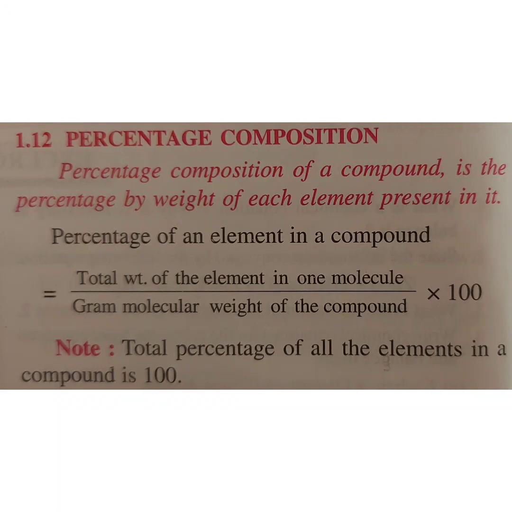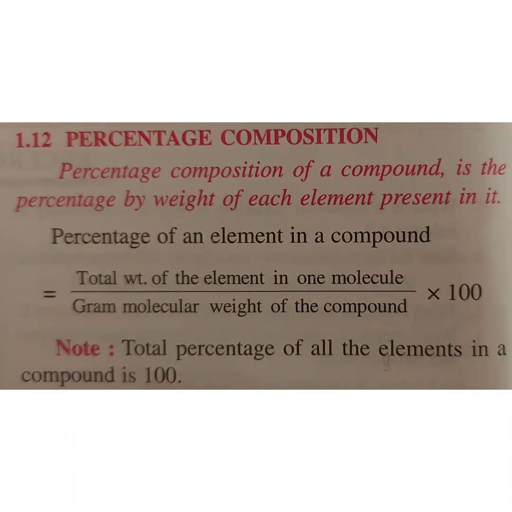If you're talking of water, how much hydrogen is present in water? You need to calculate the molecular mass for water first and the mass of hydrogen separately. When you put the mass of hydrogen upon the entire mass of water and multiply this by 100, you get the percentage of hydrogen present in water.